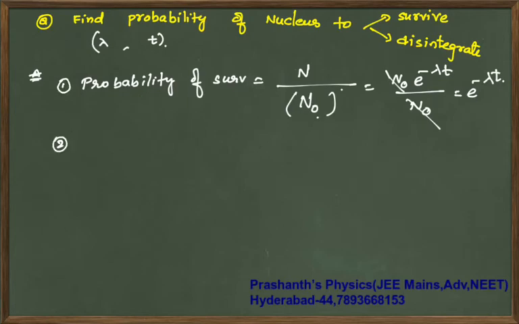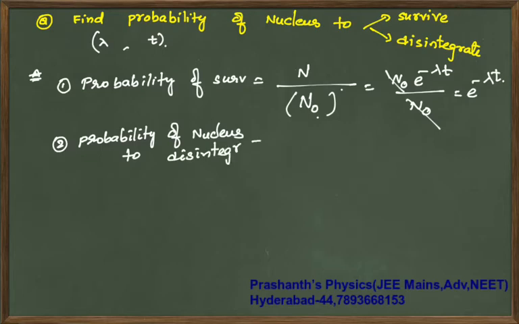Next is your probability of a nucleus to disintegrate. It is the number of decayed nuclei. Survived nuclei was N, here it is decayed nuclei. So N naught minus N, because how many have disintegrated? N naught minus N have decayed, by N naught. So your answer is 1 minus e power minus lambda t.